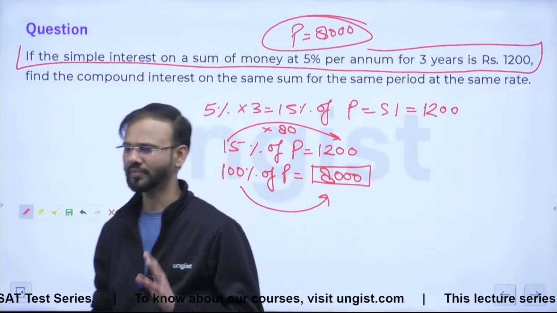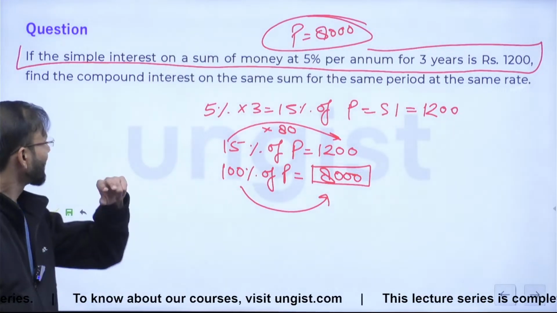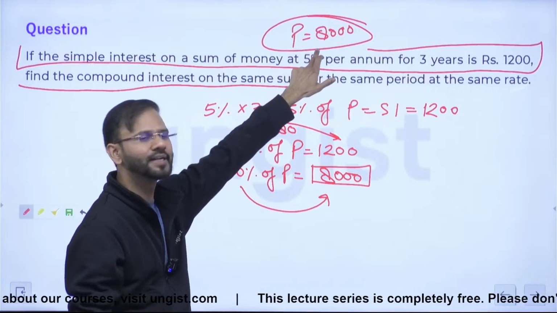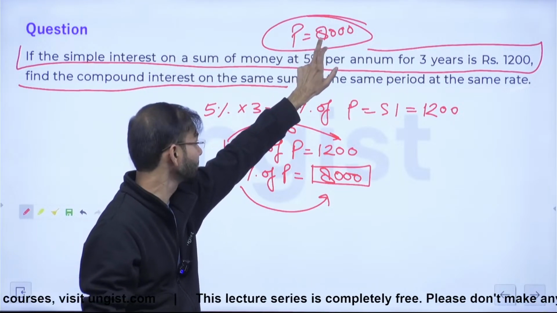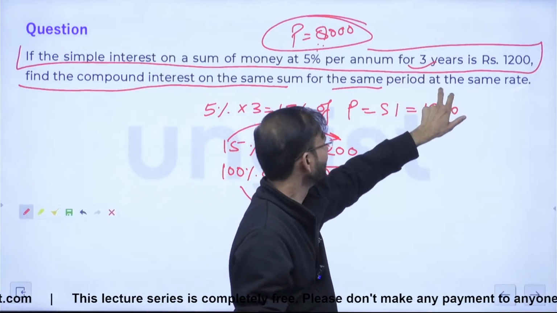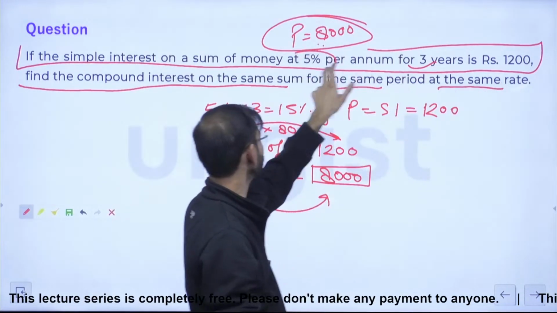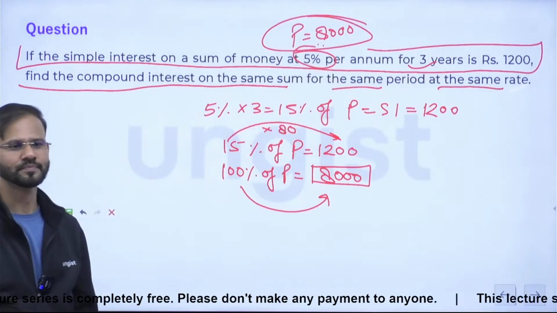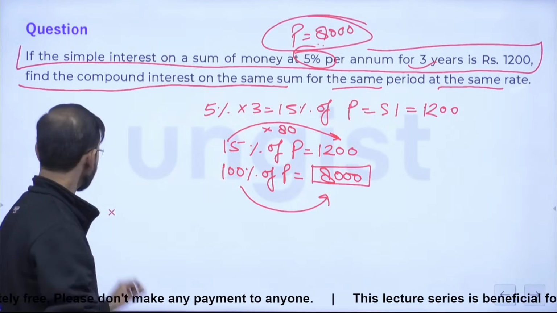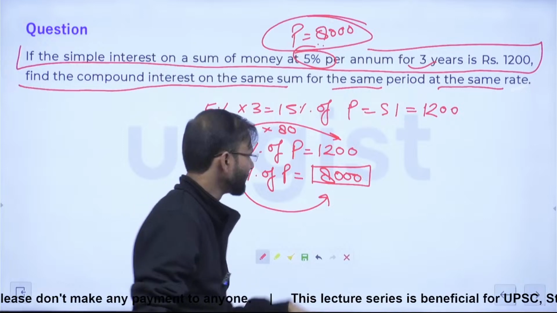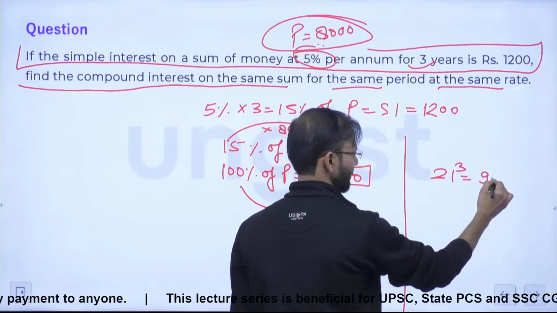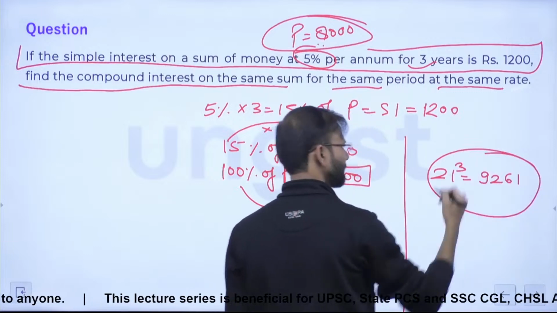Okay? This is clear? After that, the question is saying find the compound interest on the same sum. Same sum means 8,000. Find the compound interest on the same principal for the same period, which is 3 years, at the same rate, which means 5%. Guys, getting it? Everybody got the question? Right? Now friends, let me tell you one value. The cube of 21 is 9261. I am telling you in advance, okay?